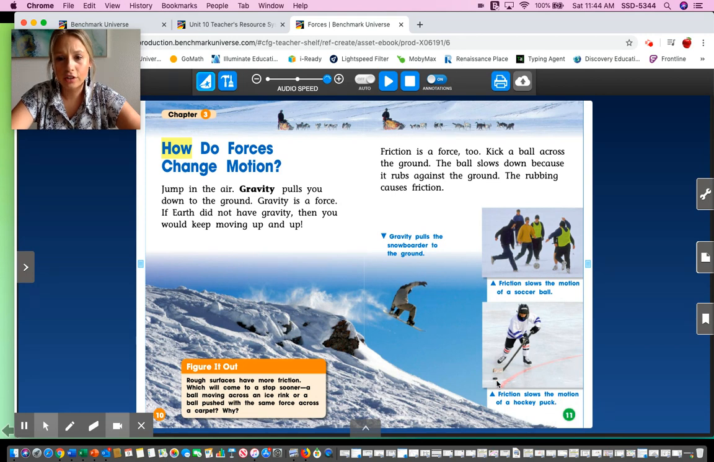And friction slows down the hockey puck. So remember, we talked about the lime moving on the table. The table and the lime are rubbing together, and that's friction. Same thing with the hockey puck. The hockey puck and the ice rink are rubbing together, and that's friction. And the friction slows down the puck. It's not going to go on forever and ever. It's eventually going to stop. All right.